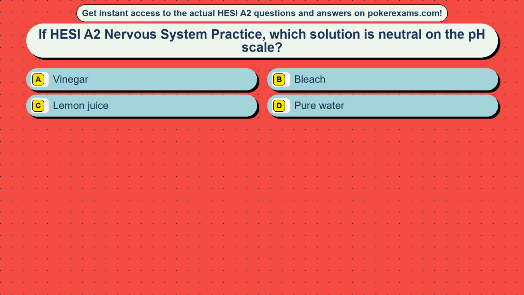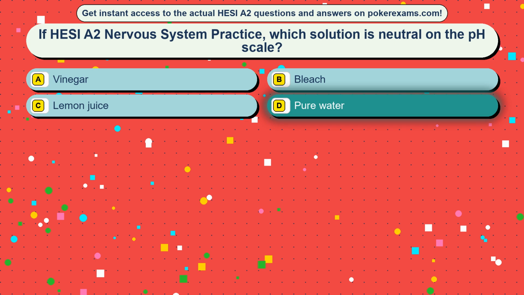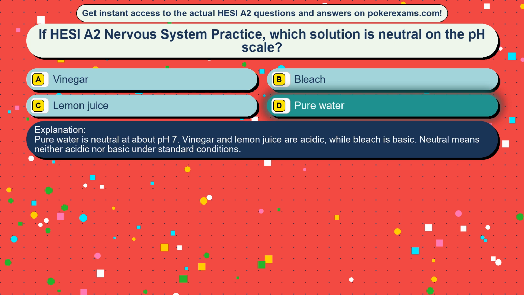Question 10. If HESI A2 nervous system practice, which solution is neutral on the pH scale? Option A, vinegar. Option B, bleach. Option C, lemon juice. Option D, pure water. The correct answer is option D, pure water. Pure water is neutral at about pH 7. Vinegar and lemon juice are acidic, while bleach is basic. Neutral means neither acidic nor basic under standard conditions.